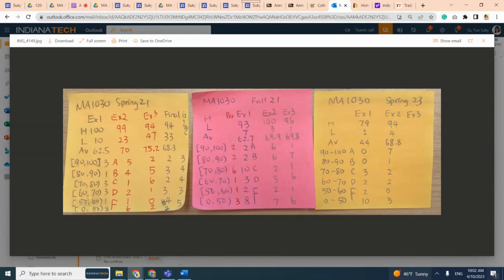The highest score is 94. The lowest score is 4. The average is 68.8. We have 7 students who got between 90 to 100, 1 student between 80 to 90, 2 students between 70 to 80, 2 students between 60 to 70, and then 5 students between 0 and 50. So, okay, good job.